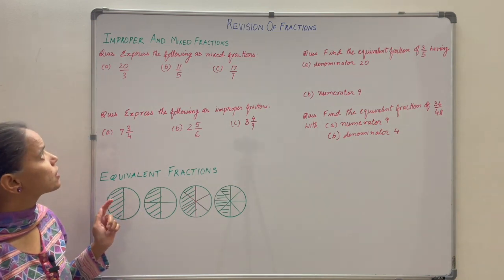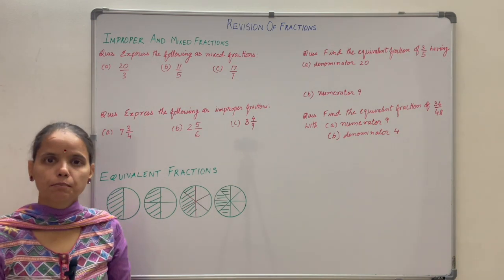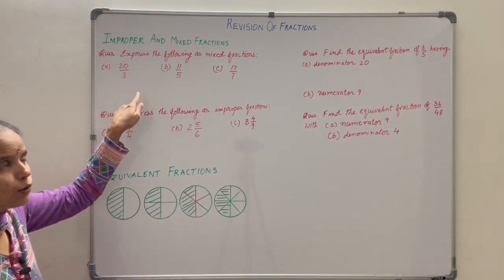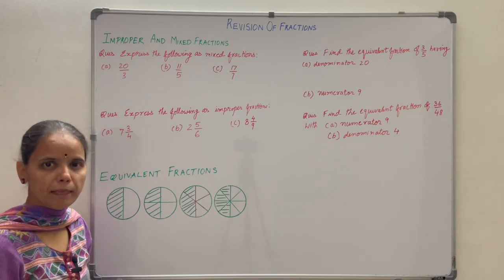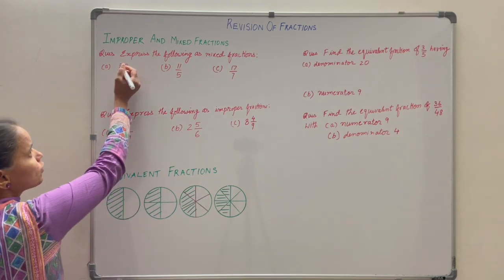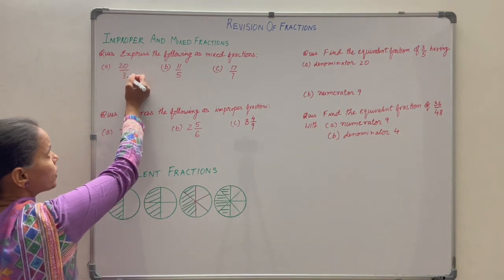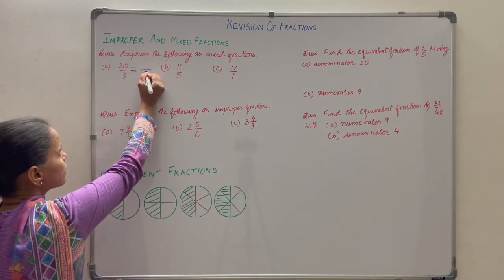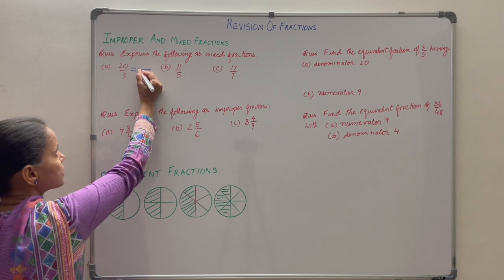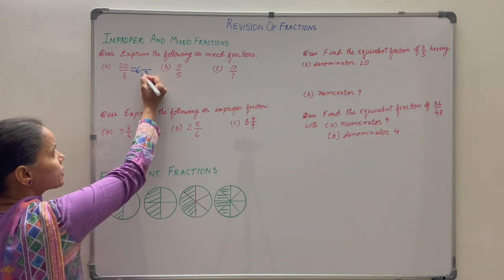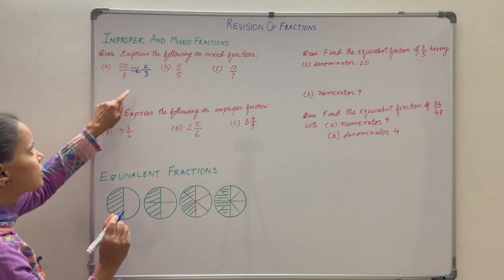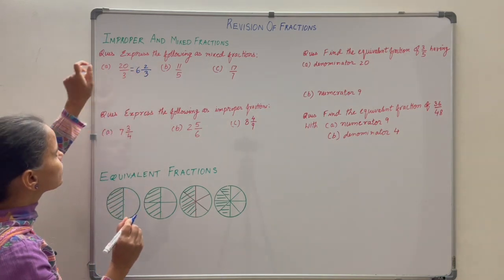So the first question here is to express the following as mixed fractions. This is an improper fraction given to you. You need to convert it into a mixed fraction. So to do that, you need to divide 20 by 3. When you divide 20 by 3, you get the quotient as 6. So you write it as the whole and the remainder is 2. So it is written as 6 2 by 3.